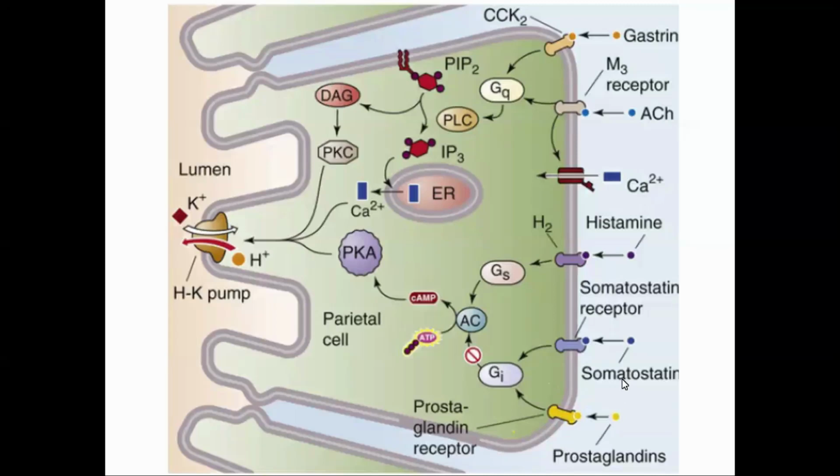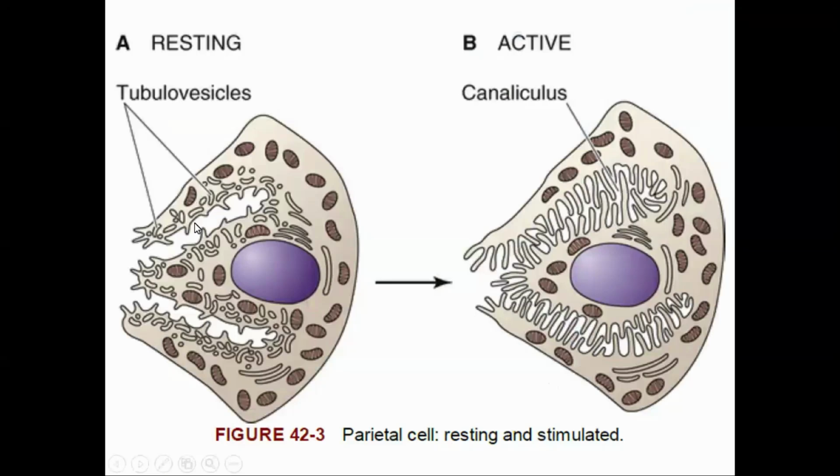Somatostatin and prostaglandins are inhibitory to the parietal cells, and histamine, acetylcholine, and gastrin are stimulatory to the parietal cells. So this is the resting state. These are the tubular vesicles, present inside the cell. Whenever they are active, the tubular vesicles will be fusing, and this is the canaliculus.